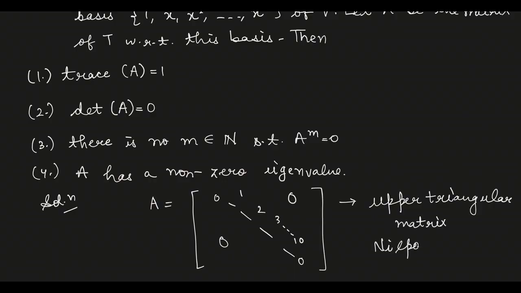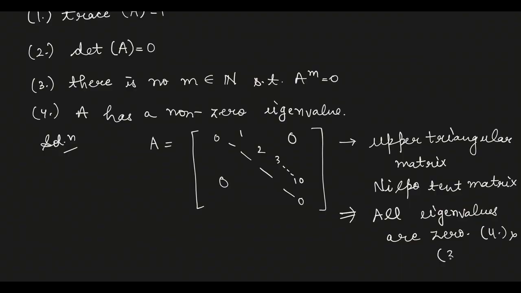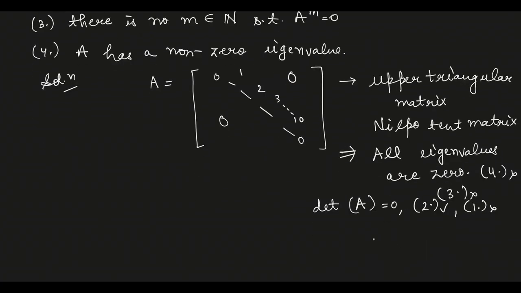Nilpotent matrix. So all eigenvalues are 0. So option 4 will be discarded. Option 3 is also wrong. And determinant means the product of all the eigenvalues, which will be 0. So trace cannot be 1. So the answer is option 2.